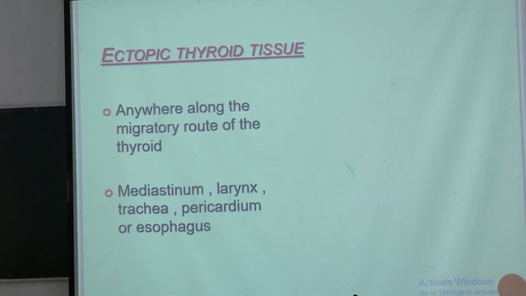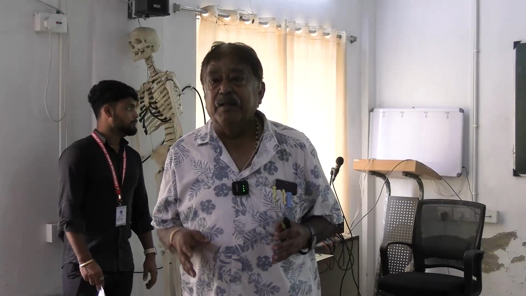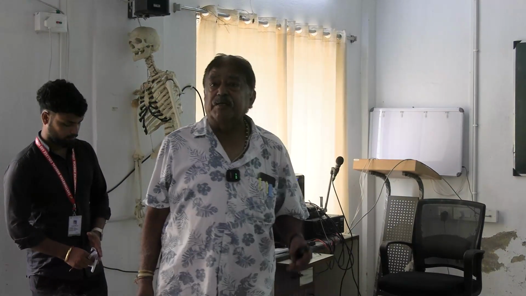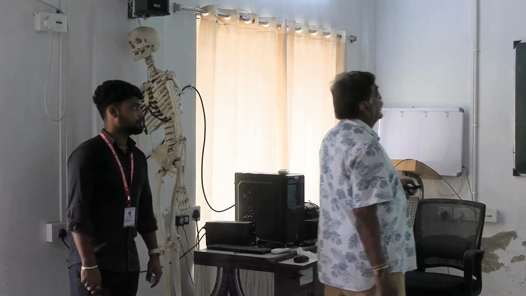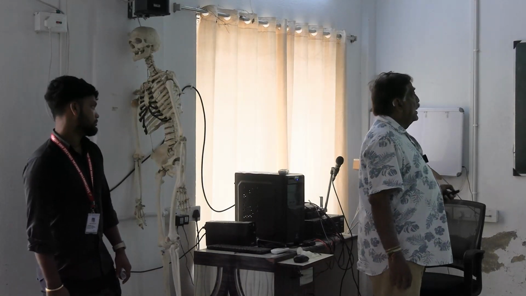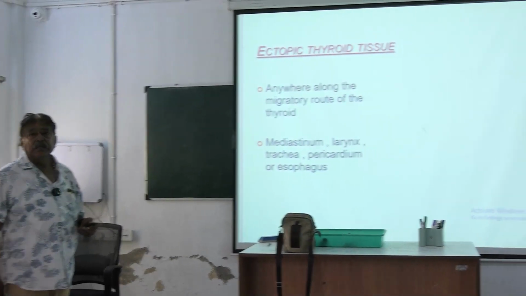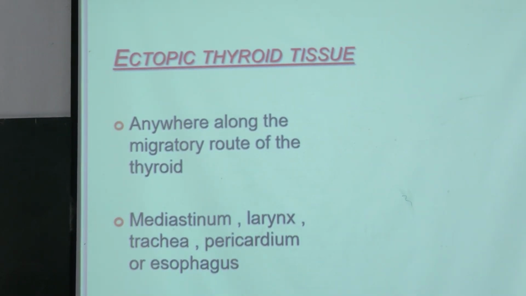Now, anyone among you answering for a gold medal, the examiner might ask, what is ectopic thyroid? It may be asked. Even it can be a short note. What is ectopic thyroid? Then you have to just say anywhere along the migratory route of the thyroid: mediastinum, larynx, trachea, pericardium, esophagus. Ectopic. Pregnancy, ectopic pregnancy. It is outside the normal.